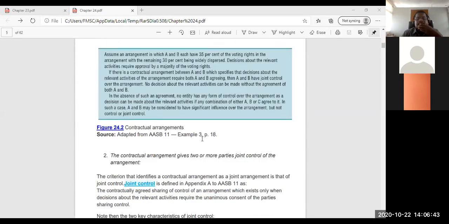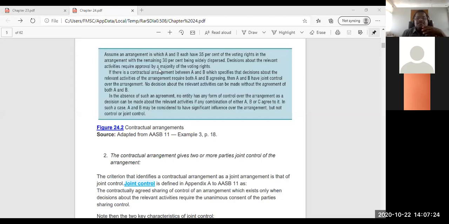Here, look at this. Assume an arrangement in which A and B each have 35% of voting rights in the arrangement. A has 35 rights and B has another 35 rights, with the remaining 30% being widely dispersed. 35 and 35 are 70%, and the 30% rest balances with others. Decisions about relevant activities require approval by the majority of the voting rights.